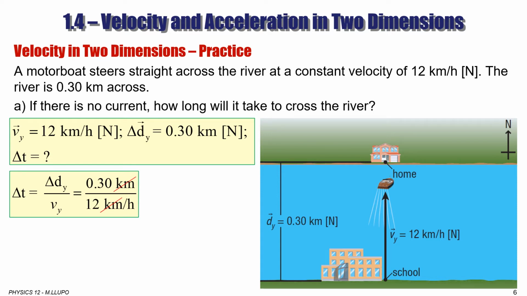So time is 0.025 hours, or 90 seconds. So if there's no current, that's how long it takes: 90 seconds to cross the river.